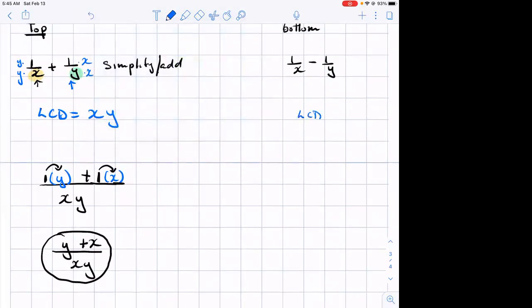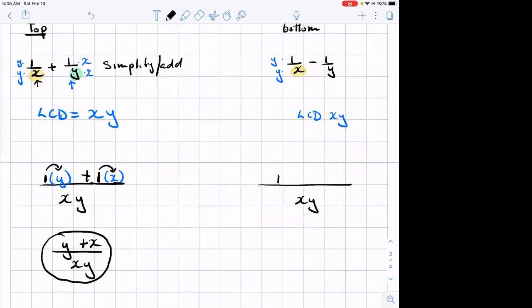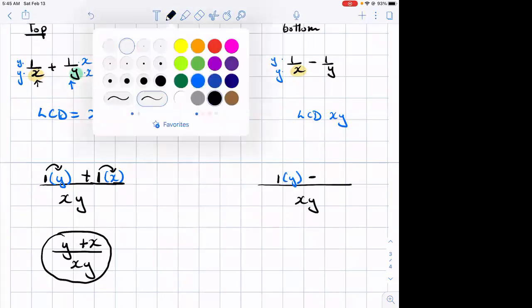Now, if we do the same thing for the bottom, the lowest common denominator will be xy. If I write the common denominator as xy, and then you look at this denominator, we only have x. So that means I have to multiply by y, and I have to multiply the top by y. So this becomes 1y, and then minus, and then I do the same thing.